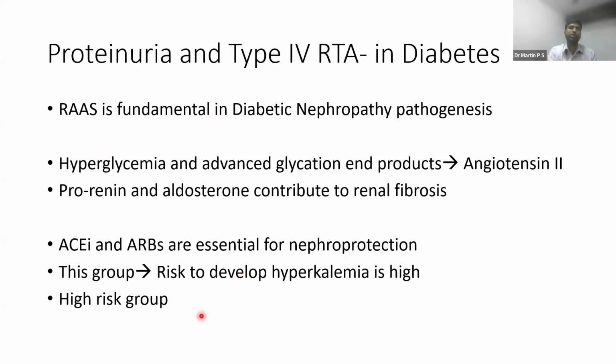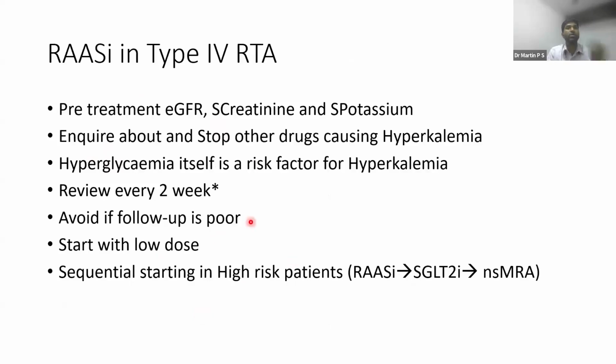But in this group of patients with type 4 RTA, with a tendency towards hyperkalemia, you have to consider this group as high-risk patients. So what all can you do? Whenever you start a patient with diabetes and a tendency towards hyperkalemia on a RAS inhibitor, make sure that you have a pre-treatment creatinine, potassium, and GFR available. And you have to stop all other offending drugs which can add on to your hyperkalemia. Hyperglycemia itself is a factor, so you have to control that.